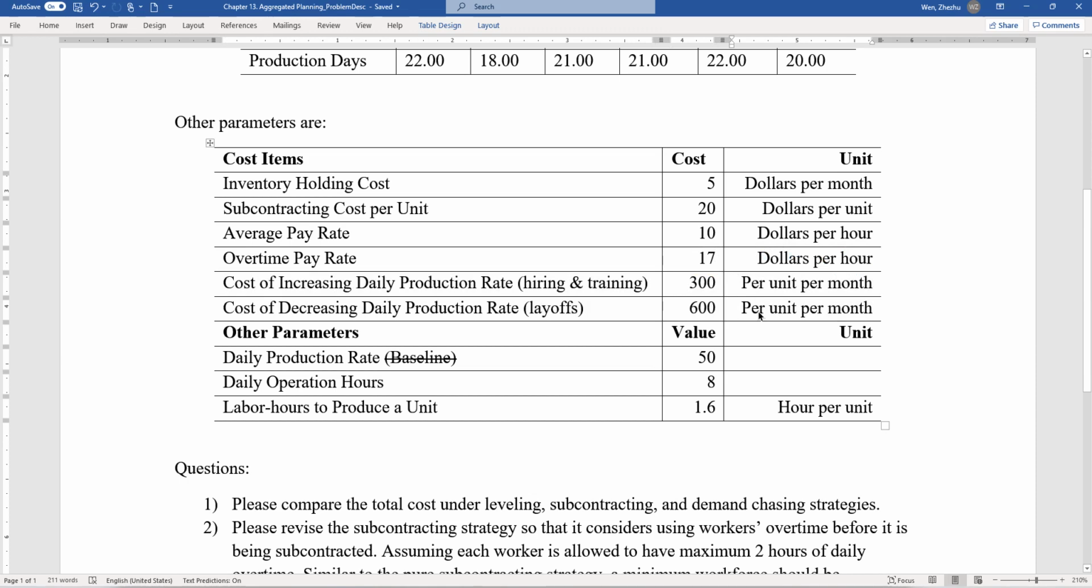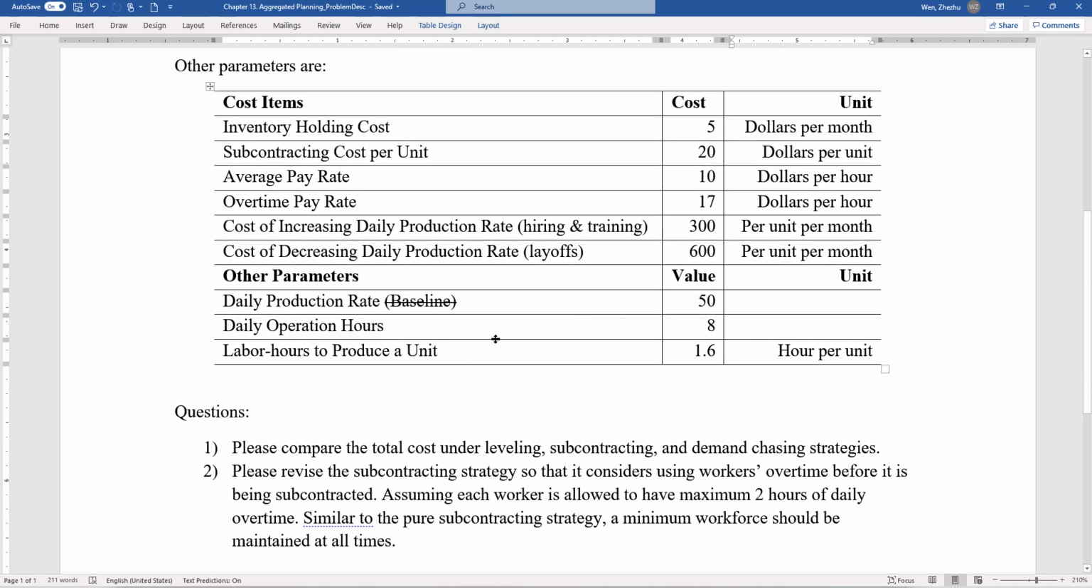But the reason why I'm spending time to explain this is because at some point a certain cost parameter doesn't really make sense to you. You have to pause and think for a second, what's the exact meaning of this? And then we move on to the next parameters.